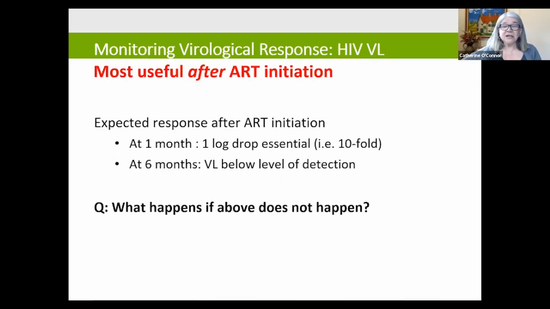As I said, viral load is the most important test after ART initiation, and we expect a significant response after ART initiation. At 1 month, we would expect a 1 log or a 10-fold drop. And by 6 months, we would certainly expect the viral load to be below the level of detection. So what happens if these changes don't happen? What does this mean?